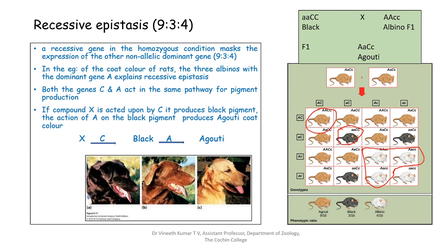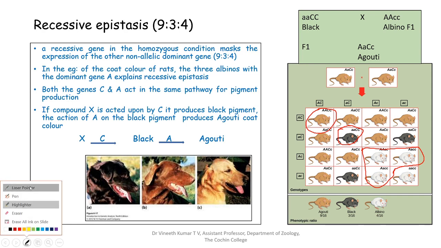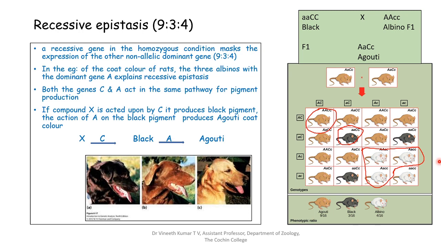But when we are talking about recessive epistasis, we will be taking only these three individuals and explaining what is called recessive epistasis. And in recessive epistasis, what we have explained is that recessive epistasis is the case where a recessive gene in the homozygous condition is inhibiting the dominant allele of the other gene.